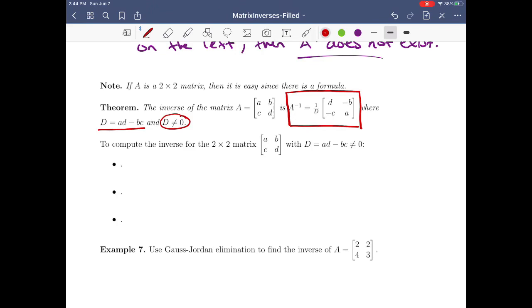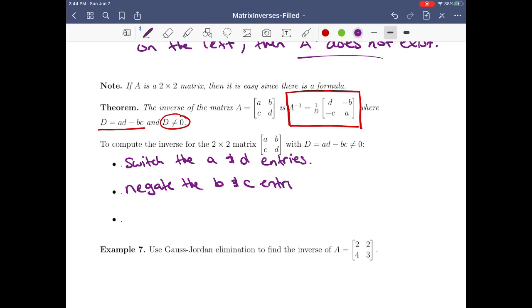So if you want to use this formula, the idea, or how you can remember what to do, okay, is you switch the a and d entries. Okay, so you switch their spots. You negate the b and c entries. Okay, but leave them in the same spots.